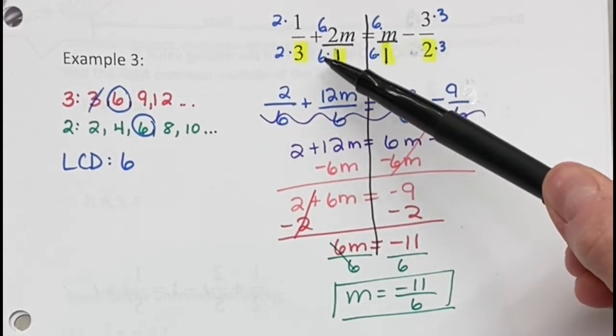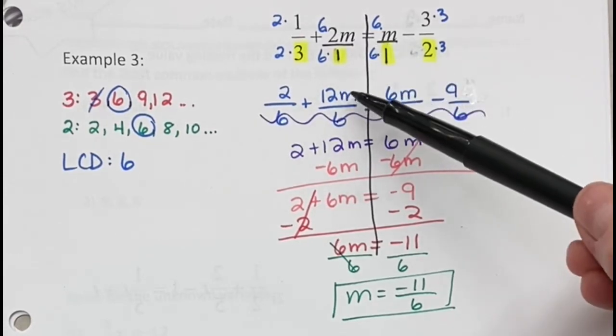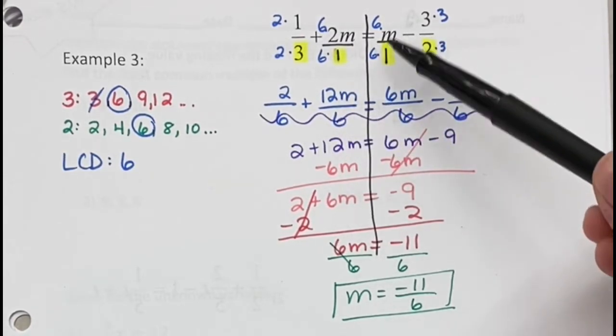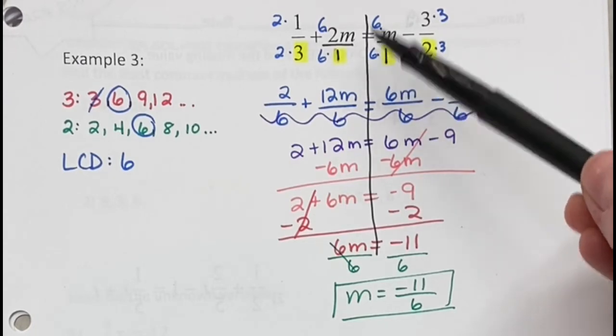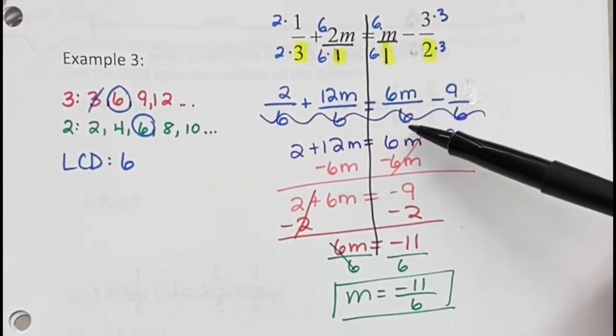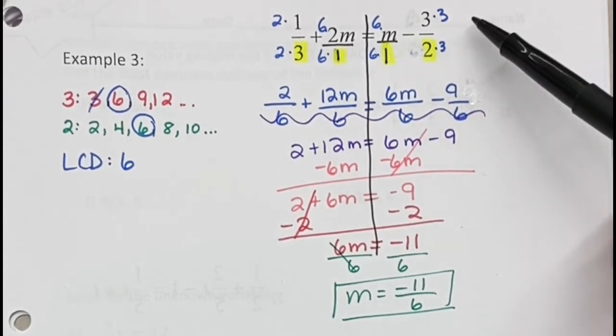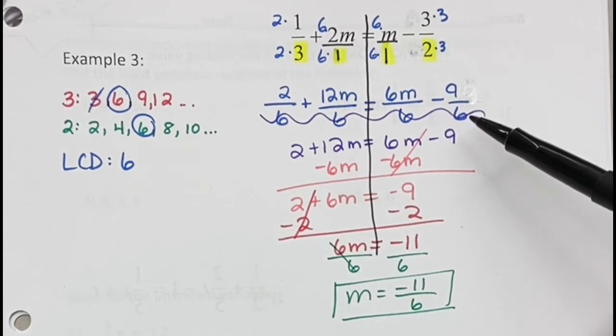To get 1 to be 6, I multiply by 6 in my numerator and denominator. And I get 12m over 6. Then, to get 1 to be 6, I also multiply by 6 in both my denominator and my numerator. And I end up with 6m over 6. And then to get the 2 to become a 6, I multiply by 3. I do this in my numerator as well. And I get minus 9 over 6.